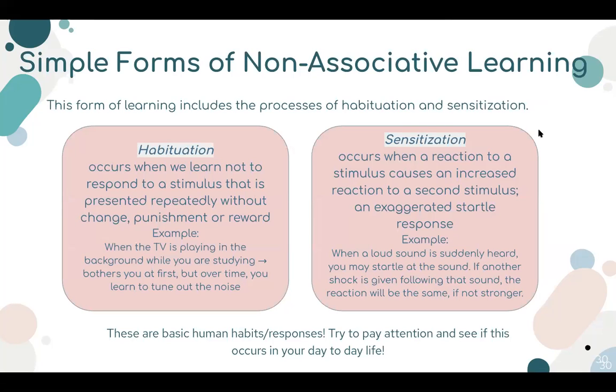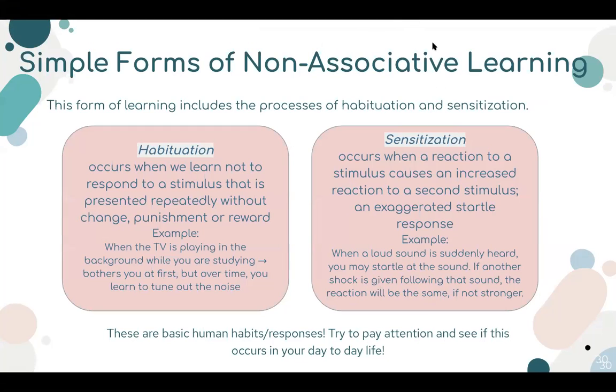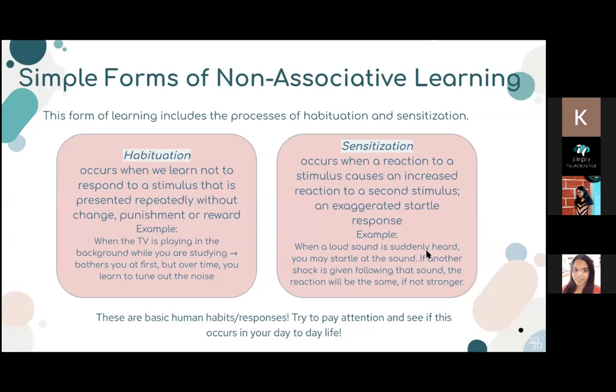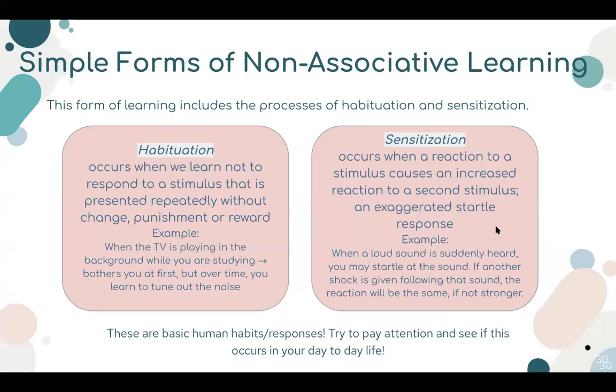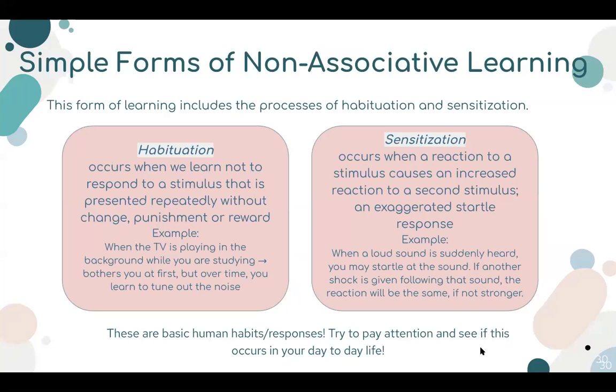Other parts of learning include habituation and sensitization. Habituation is what we mean when we say we got used to something. It occurs when we learn not to respond to a stimulus that is presented repeatedly without change, punishment, or reward. For instance, if you are listening to music and not paying attention to it, eventually your brain will stop sending as strong signals about it. If the TV plays in the background while you're studying, you might notice it more at first, but eventually it drowns out.